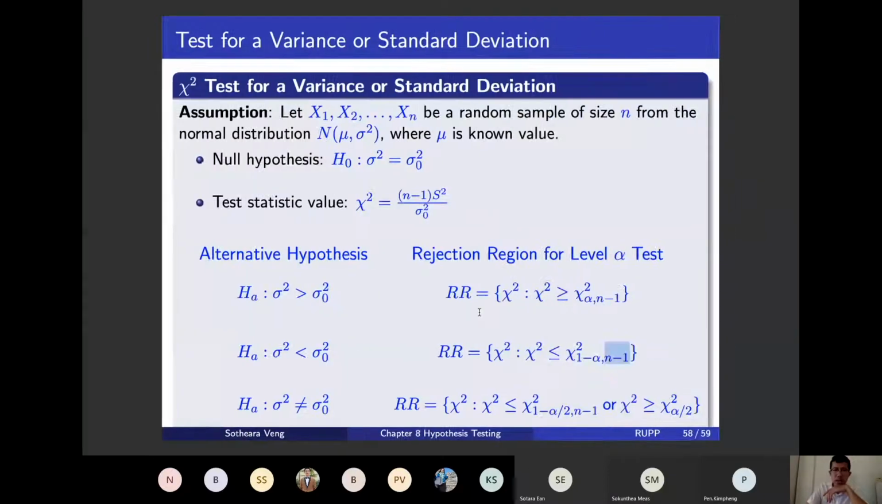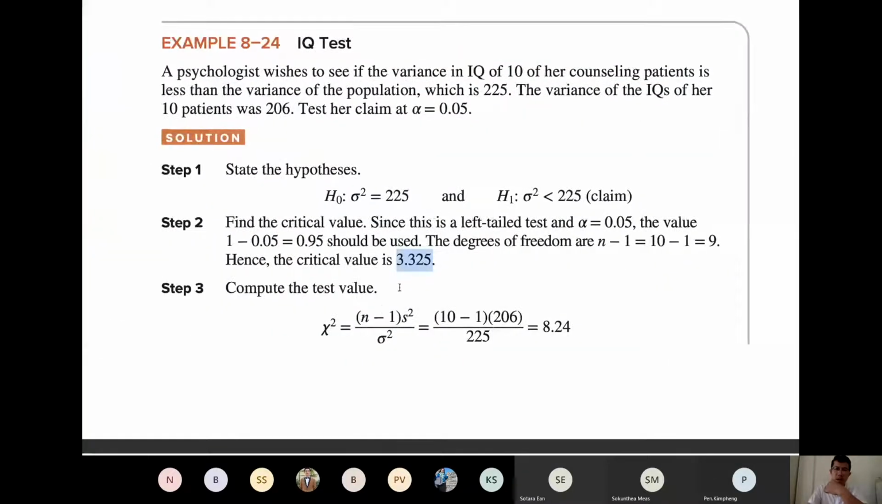And then this is your test value. You have to compute n minus 1 times the sample variance divided by the original value. That's why you have to compute this. Okay, n minus 1, 10 minus 1, and s square. We know that it is given, and divided by the original value, right? The original value, and then you come up with this.